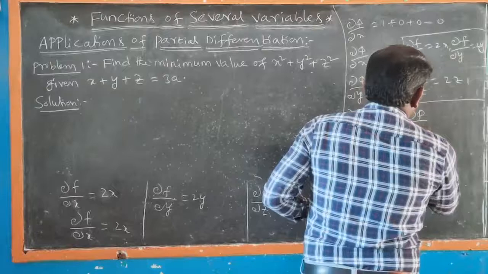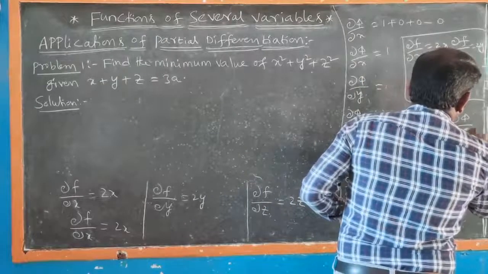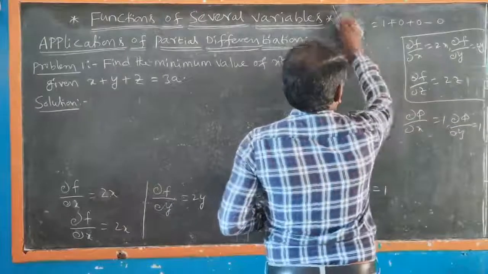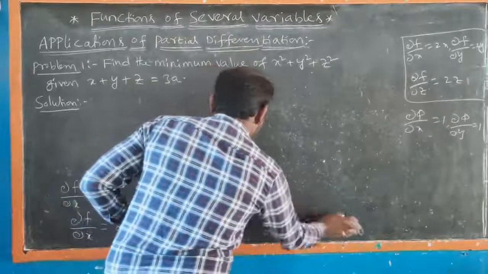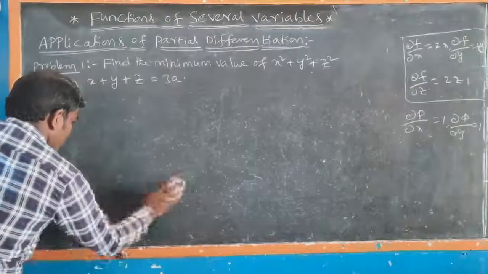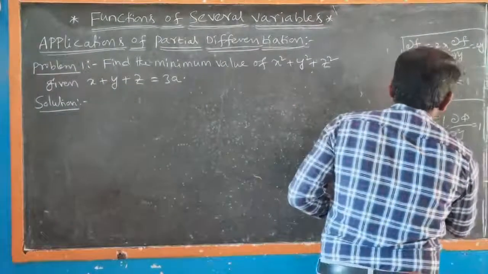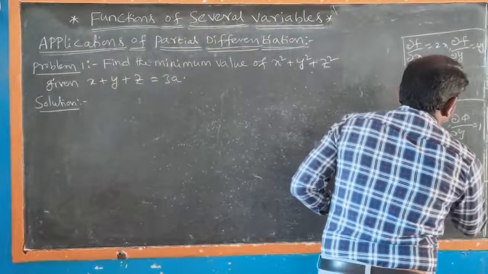∂φ/∂x is equal to 1, ∂φ/∂y is equal to 1, ∂φ/∂z is equal to 1.